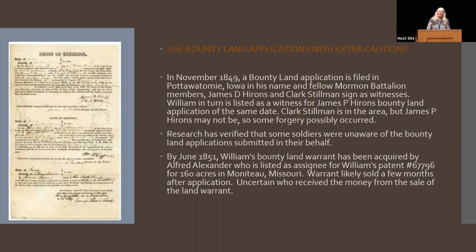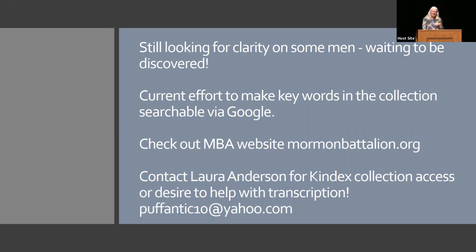If you're looking at bounty land documents, as far as the Mormon Battalion story, there are some questions on that, but for the most part, most of the men got their bounty land, and it was a blessing to them. Well, there's a few people that actually got land, but the majority of them sold it and used the money to buy supplies. So, in conclusion, we're still looking for clarity on some men. We've only got 4 men that we have no clue who they are, which is pretty amazing for 496 men.